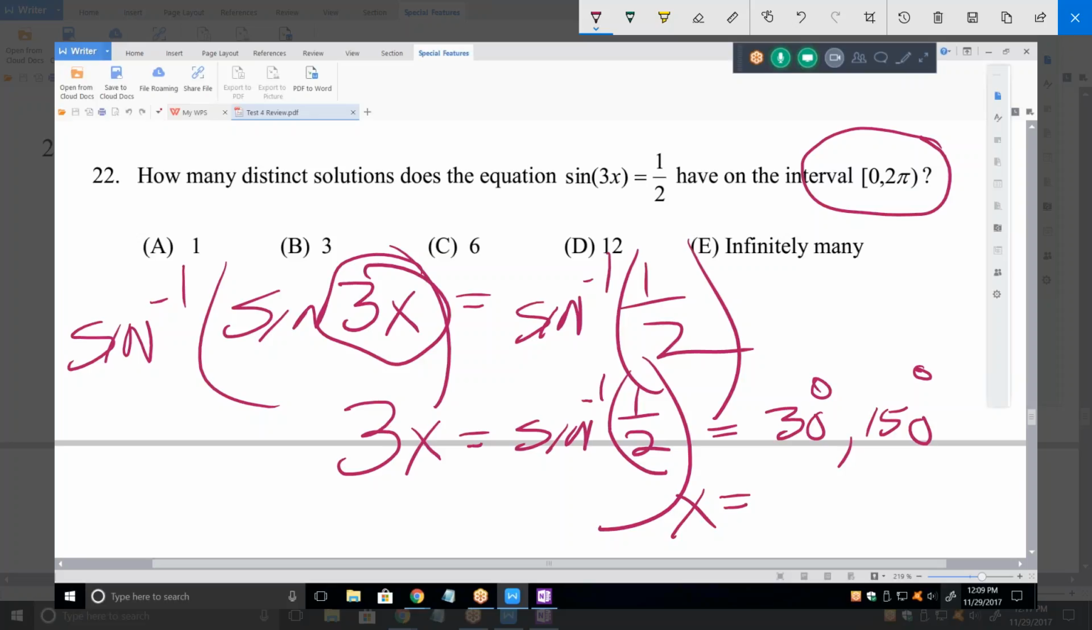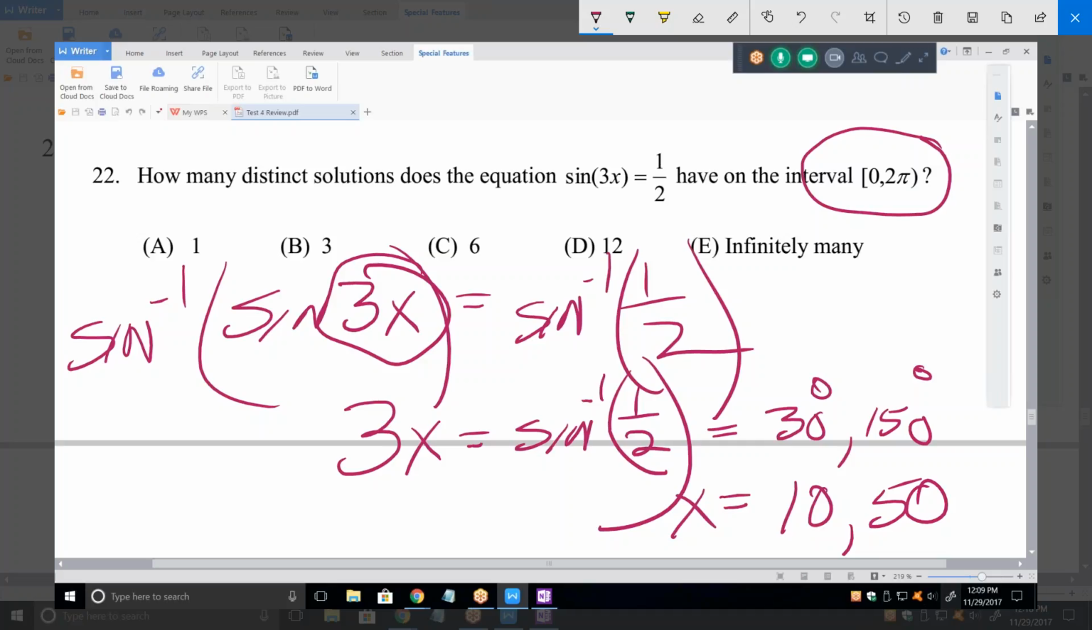3x is equal to 30. What is x equal to? 10. 3x is equal to 150. What is x equal to? 50. Okay, there you go.